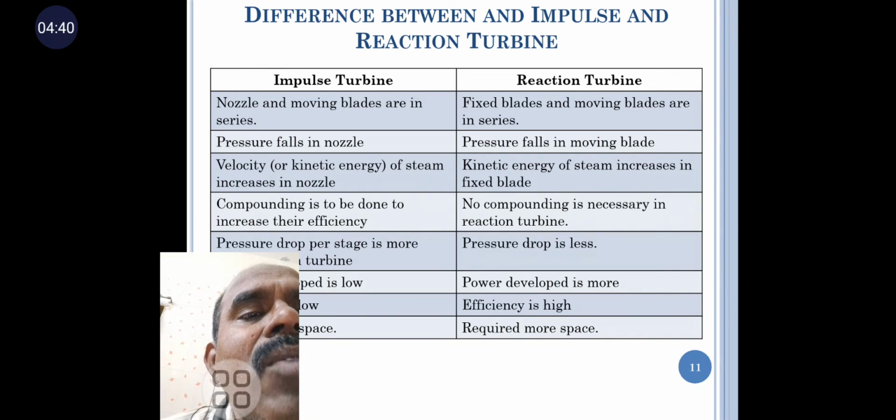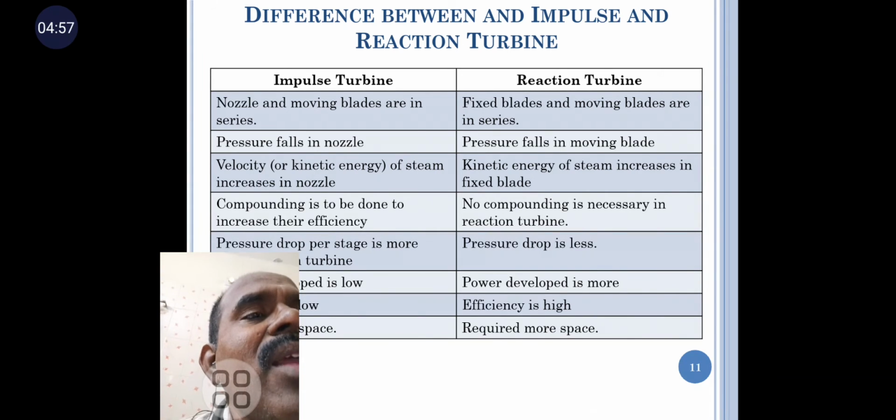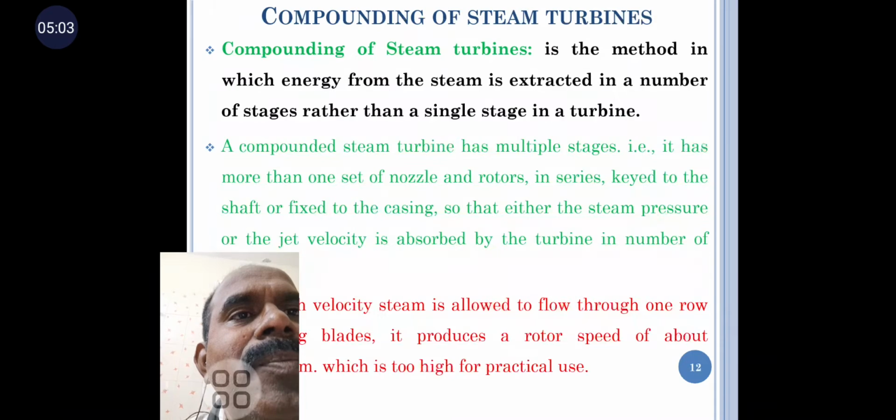The pressure drop per stage is more in the impulse turbine, but the pressure drop is less in the reaction turbine. Power developed is more in the reaction turbine, and less in the impulse turbine. Efficiency is high in the reaction turbine, and low in the impulse turbine. In an impulse turbine, less space is required, but in a reaction turbine, more space is required. That is the difference between the impulse and reaction turbine.